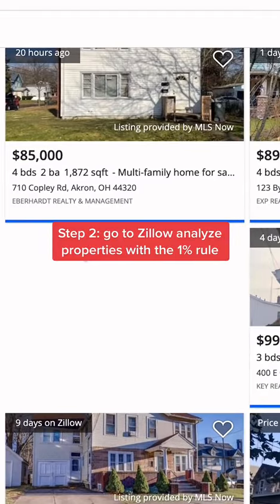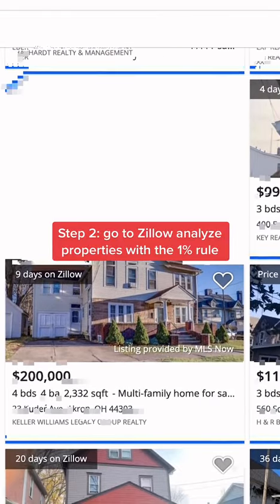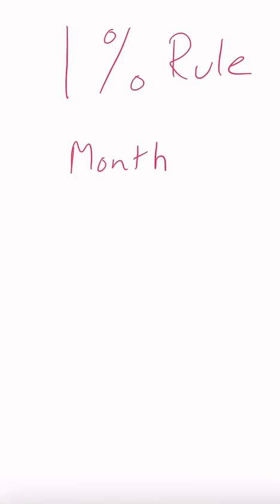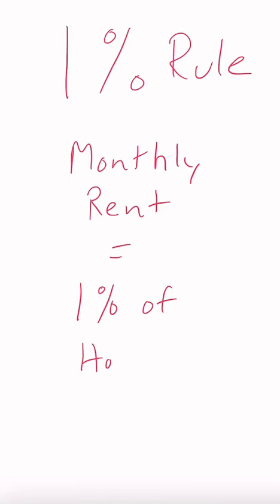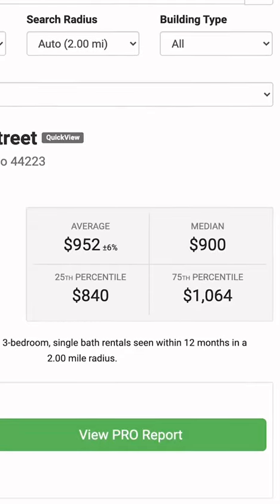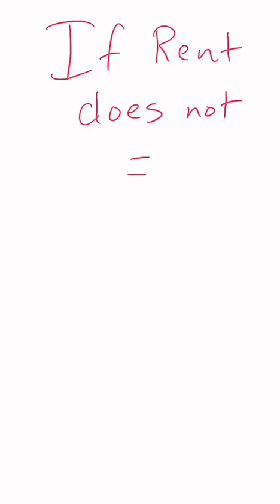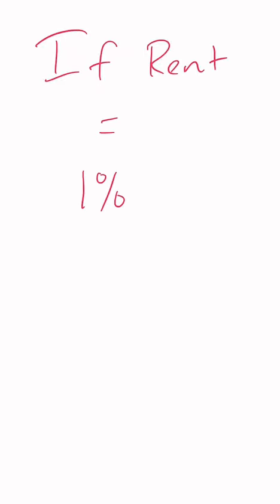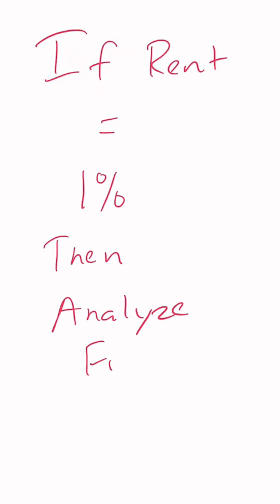Step 2 is to head over to Zillow, start looking at properties, and use the 1% rule to start analyzing them. The 1% rule states that the monthly rent price should be 1% of the purchase price in order for it to cash flow. So, for example, if you buy a $100,000 home, then it should rent for $1,000 a month. To find out how much the home rents for, you can use Rentometer. Now, if the property doesn't come close to the 1% rule, then just forget about it. If the property does meet the 1% rule or comes close to it, then you can analyze it fully.